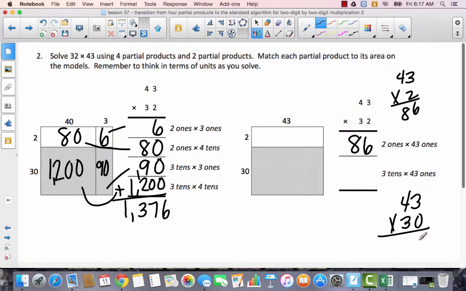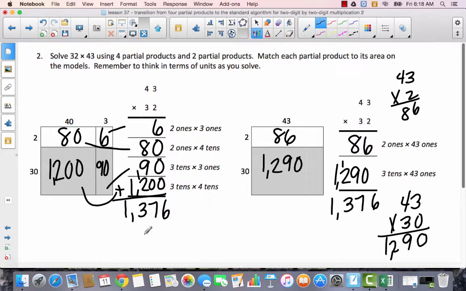Same thing as 43 times 3, but I'm going to add a 0. So 3 times 3 is 9, and 4 times 3 is 12. I get 1,290, and I'm going to add that together. 6, 8 plus 9 is 17. Carry the 1, that's 3. Now I have 1,376. So I could come back here and write my partial products inside here.